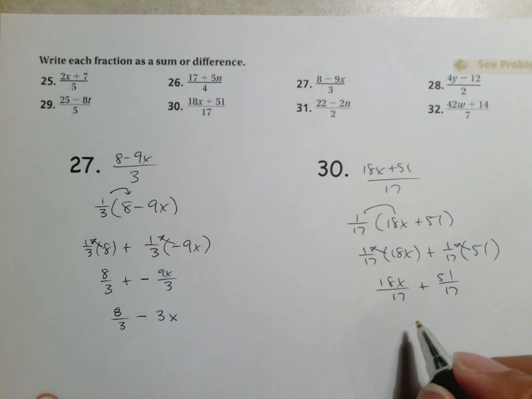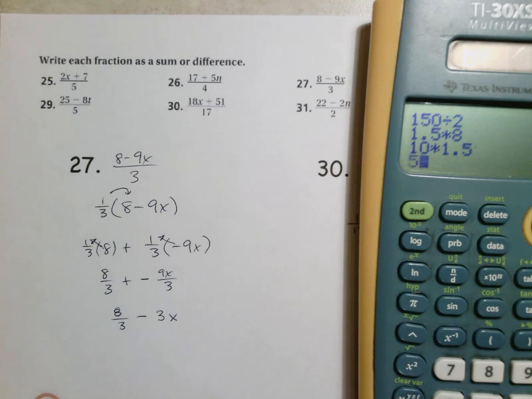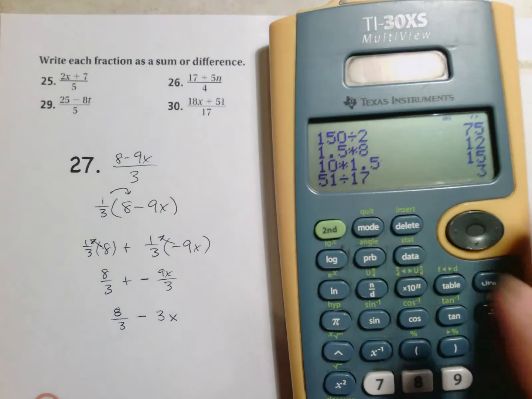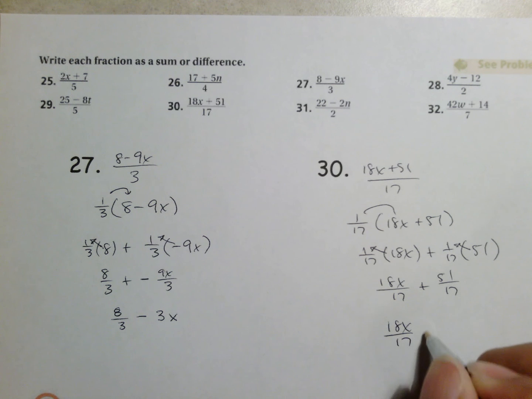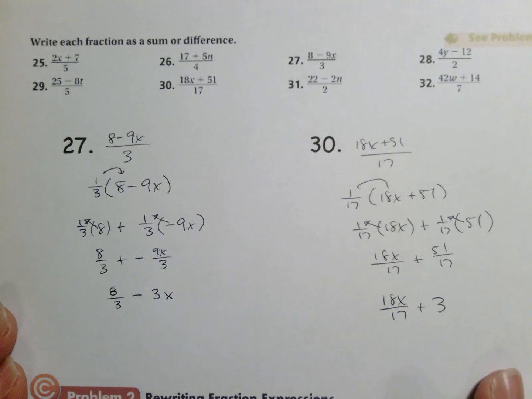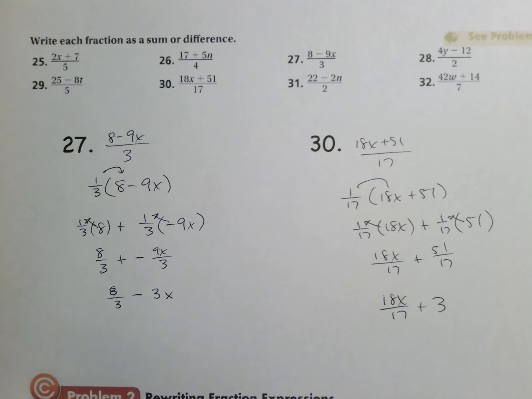I am pretty sure that 18 over 17 cannot be simplified, but what I can do to verify that I don't get this wrong is test to see what 51 divided by 17 is. We see that it's 3, which means that we actually end up with 18x over 17 plus 3. Don't ever be afraid to just type something in just to check, because if you stop here on the quiz, it is going to cost you a couple points, and that's not a good situation, especially when you've done so well to get so close to that answer.